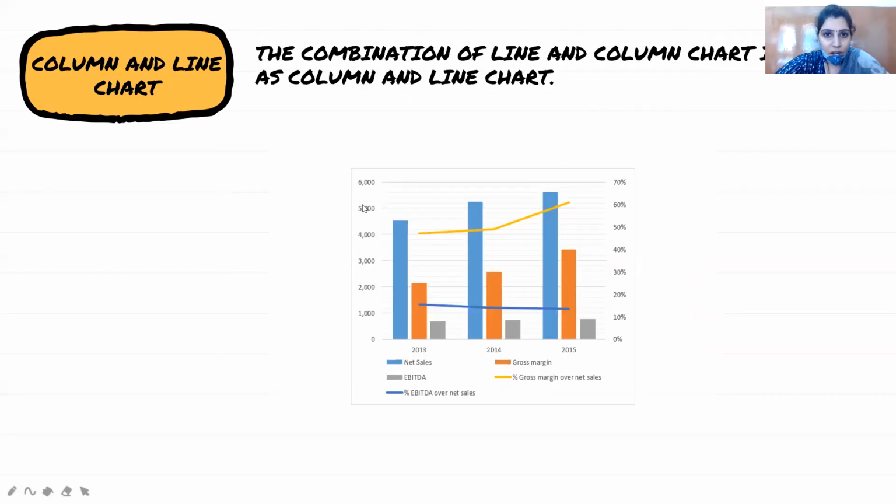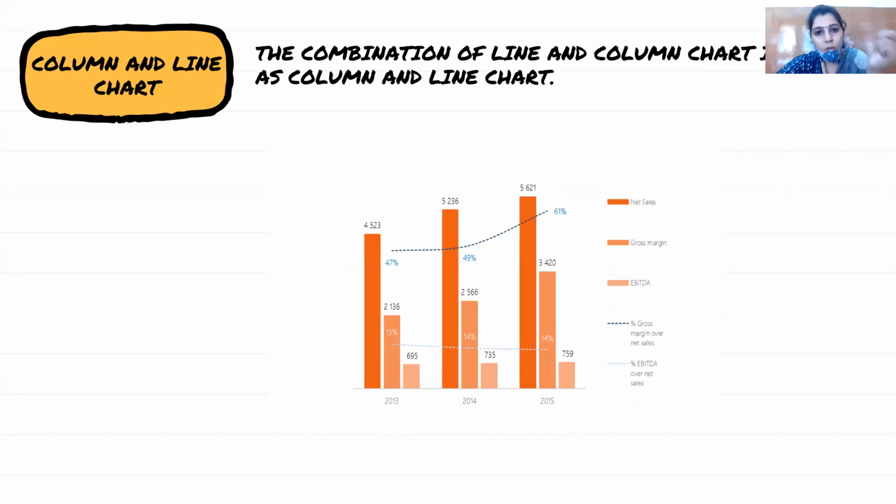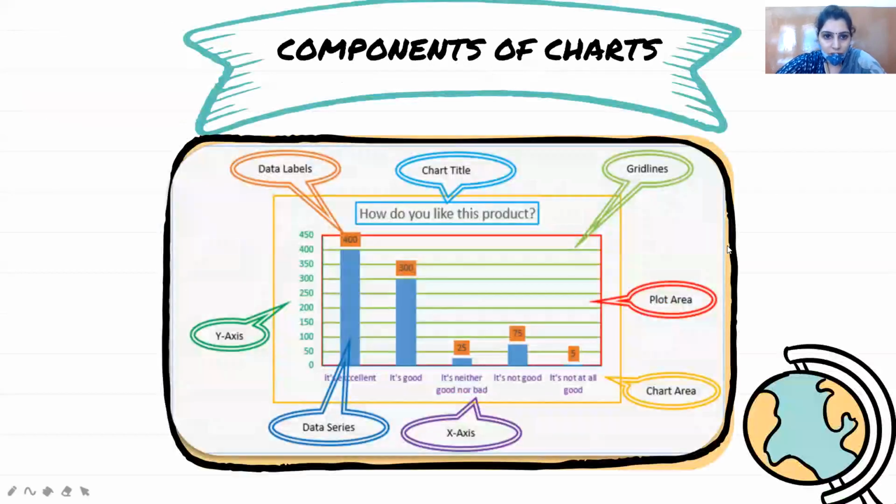Column and line chart is basically the combination of column and line, where both columns and line depictions are there. So with the help of that you can depict the column and line chart.